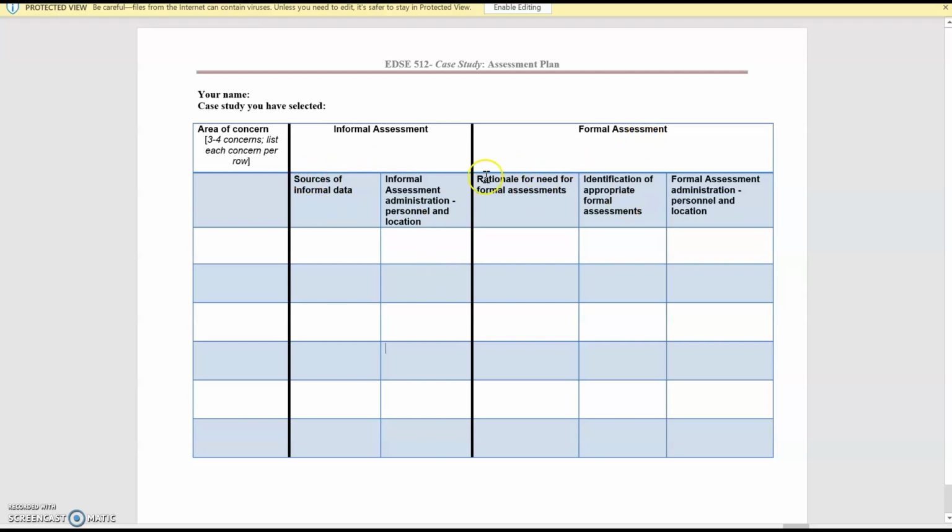And then we'll also be doing the formal assessments. So same thing, you'll list the need. Why do we need to do them? Which one will you use? For instance, the Wyatt, the Woodcock-Johnson, just some examples. And then who will do it and where and when. So please fill out this chart comprehensively and let me know if you've got questions.